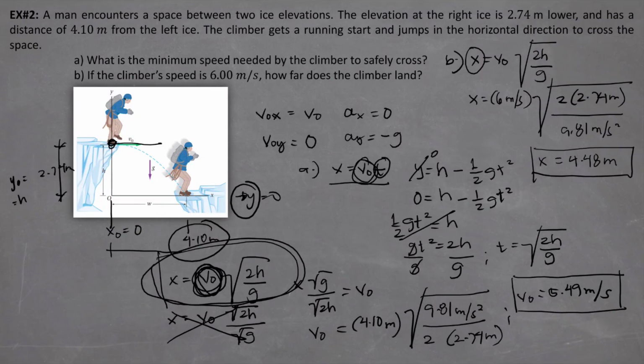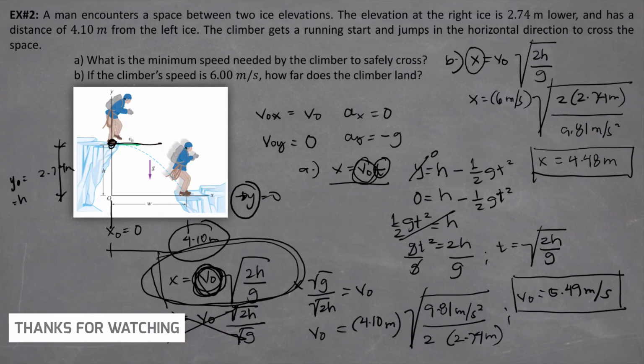So the minimum speed to safely cross the space in that example is 5.49 meters per second. If the initial horizontal speed is 6 meters per second, the man or the climber will reach 4.48 meters from the starting position. So this is example number 2.